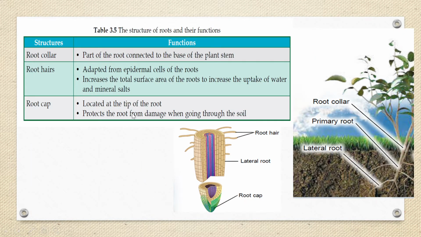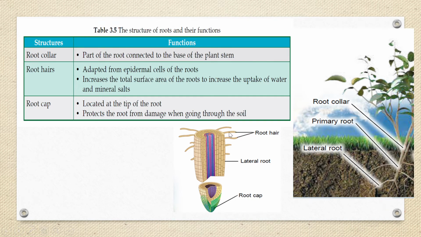Okay, let's continue to look at the functions of the structures mentioned. The root collar is actually the part of the root that is connected to the base of the plant stem. Okay, root hairs are actually the modified epidermal cells. So this is the epidermal cells, the outer layer here, which serves as protection. And then this root hair emerges from it. So root hair is the modified epidermal cells.